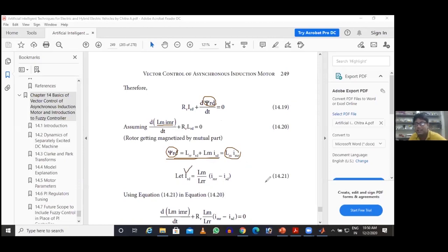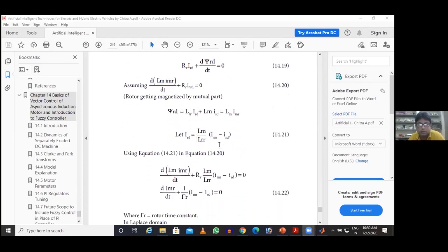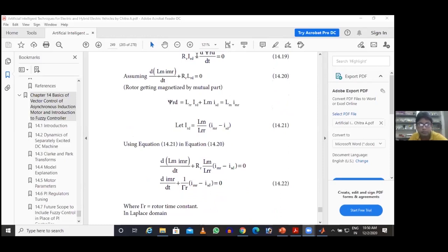I told you the rotor side measurement of IRD is not available. So I am replacing that. In place of this IRD, it is replaced by this value. Now the differential equation finally turns out like this, because you see this LM cancelled, and this tau R, that is 1 by tau R, is basically the inverse rotor time constant.